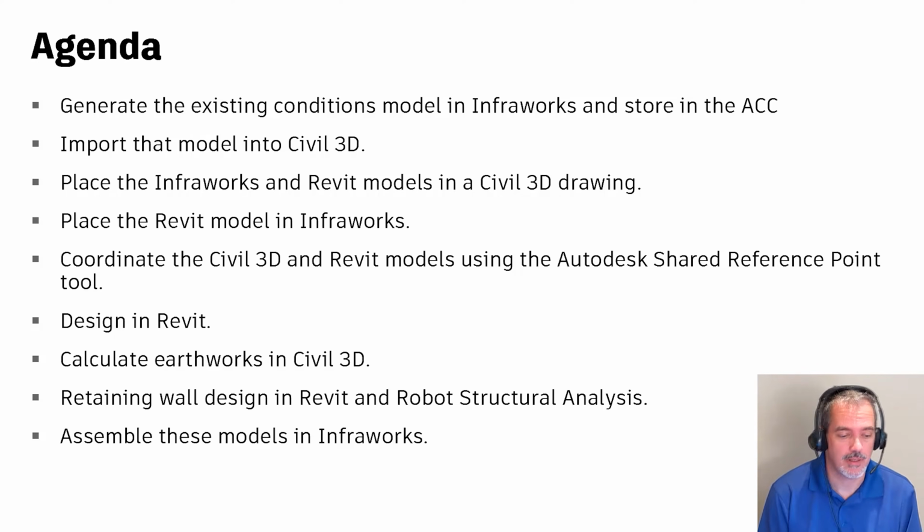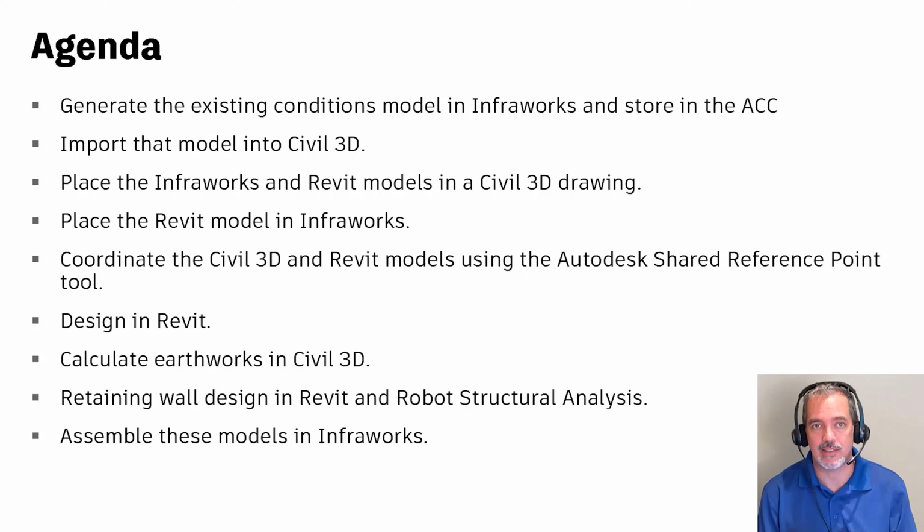And here's our agenda. First, we're going to generate the existing conditions plan inside InfraWorks. We will bring that model into Civil 3D because we have to do some basic grading there. We'll take the Revit building and place it into both Civil 3D and InfraWorks, and you'll learn how to place it accurately. The building in Revit and Civil 3D don't really speak the same coordinate system language. So we'll learn how to coordinate the Revit model and the Civil 3D model using the Autodesk Shared Reference Point tool.